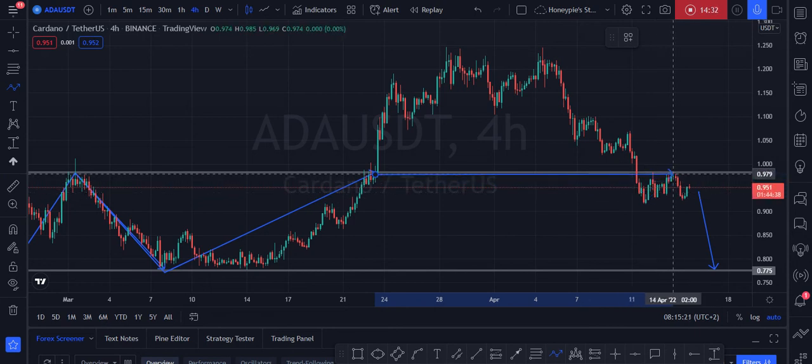That is trying to form a resistance here. So we are expecting price to drop down to this zone. If this is a current analysis and one is looking at the chart, one will be expecting to buy from here.